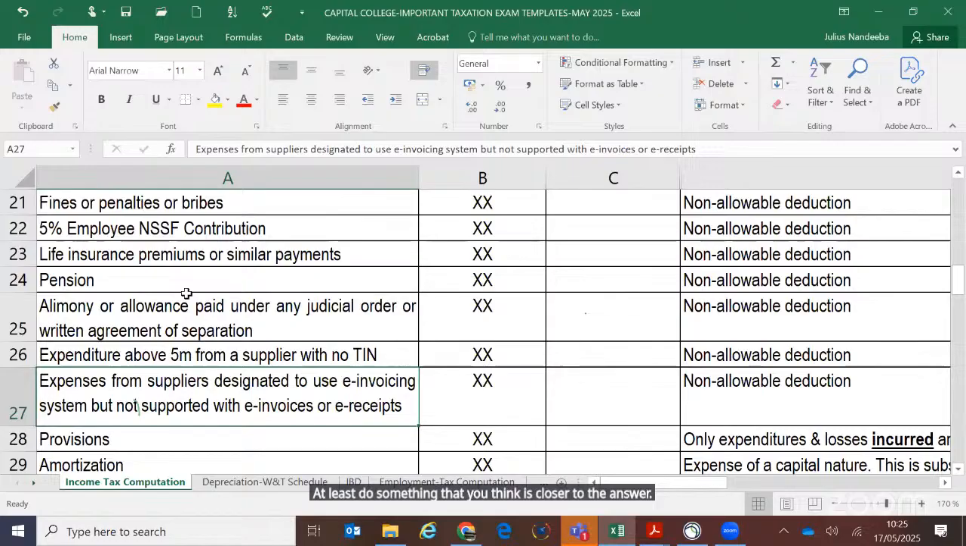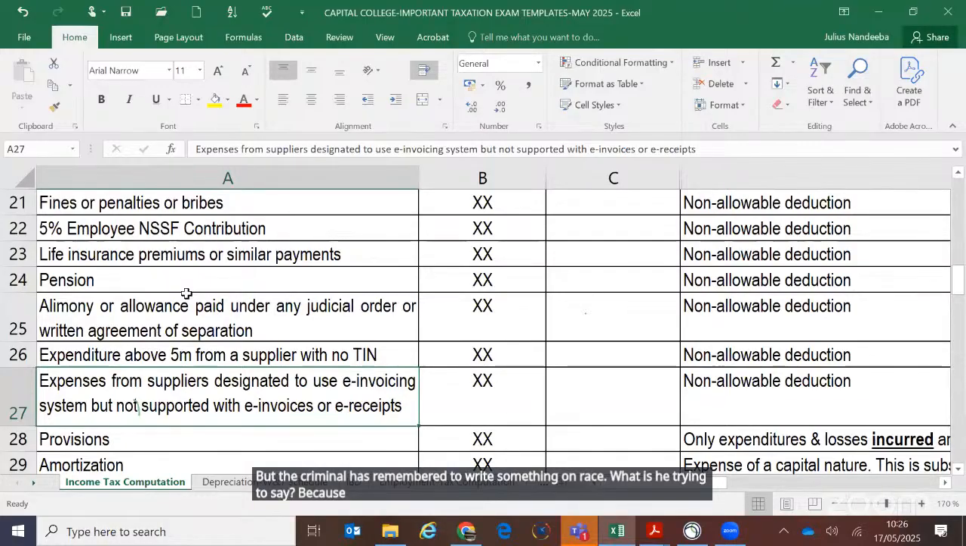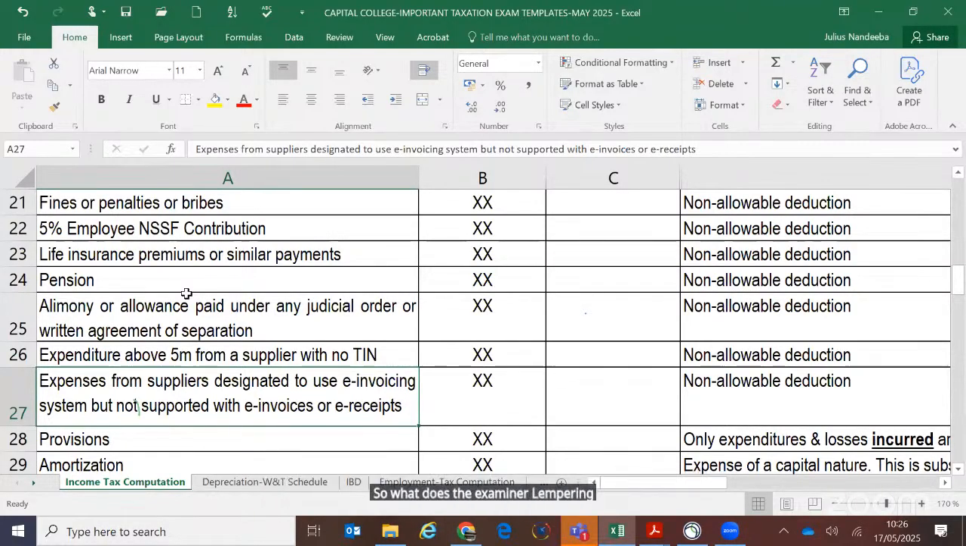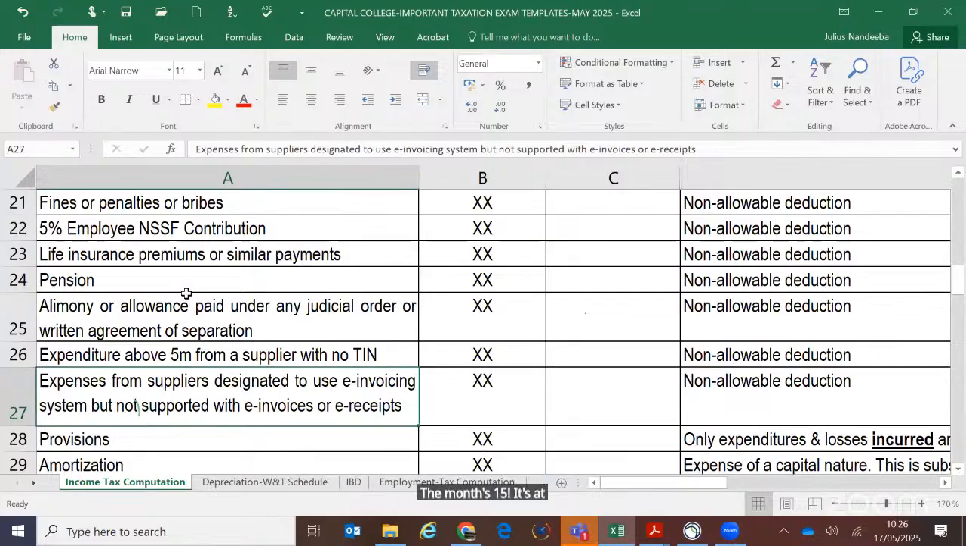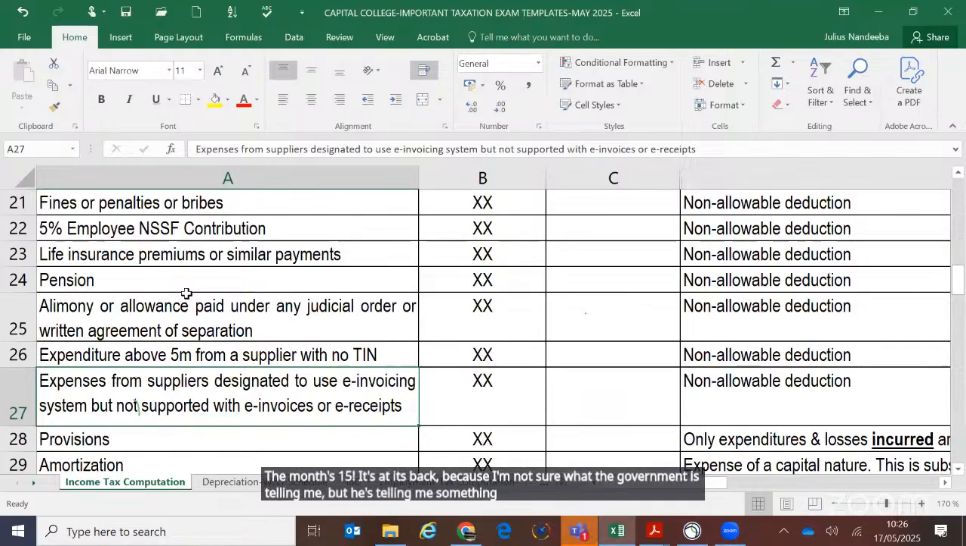So if you, for example, gave me an expense, say for example, rent, but the examiner has labored to write something on rent, what is he trying to say? Because rent is a legitimate expense, not so? So what is the examiner laboring to tell me? Now, if I am not sure, even if I don't know what to do, the safest thing is to add it back, because I'm not sure what the examiner is telling me, but he's telling me something that I must do about it.